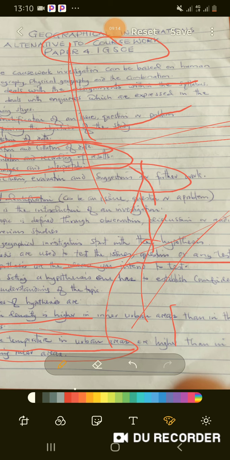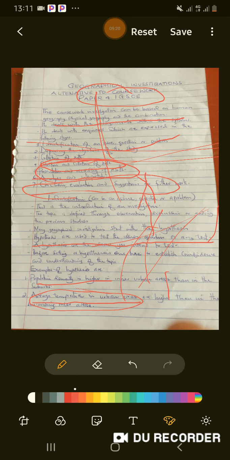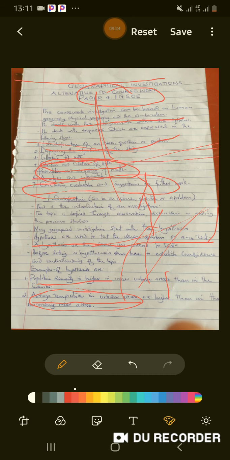At the same time, you should know that each hypothesis should describe what is expected to be found. Under each hypothesis, in this case, you should be able to know what you are going to find. Why is this study, for example, population density is higher in inner urban areas than in the rural? What are you going to find? What do you think? The reason is why. In that why, what are you trying to find?